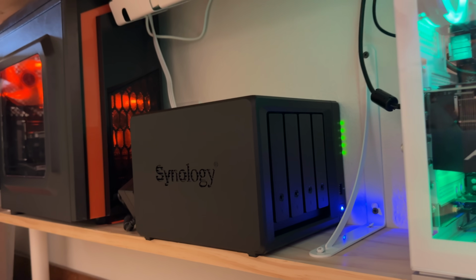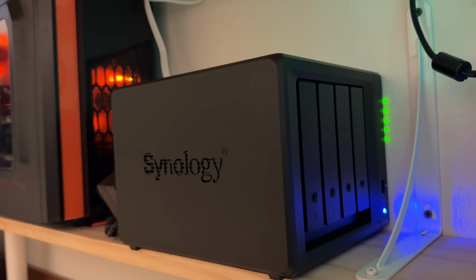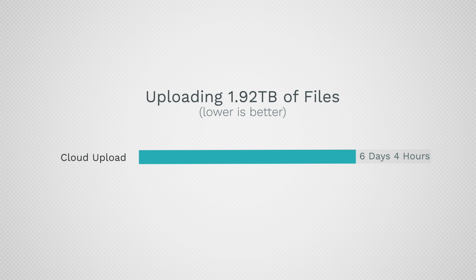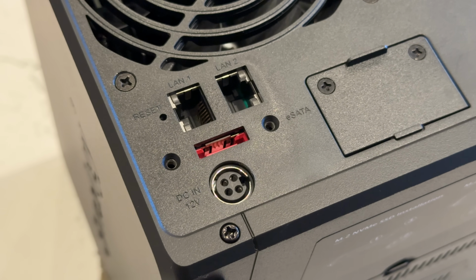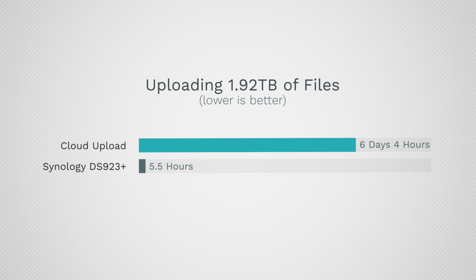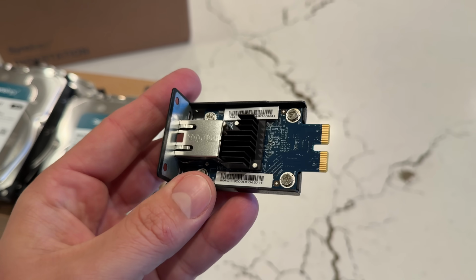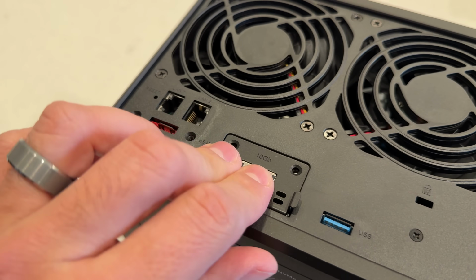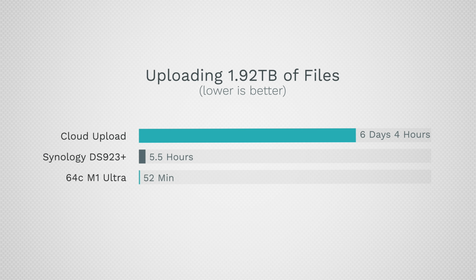For example, we have about 2 terabytes in our iCloud right now, and the Google Drive is practically filled up as well. So to upload that data to another provider, well, that would take over 6 days with my internet at home, because upload is slower than download. But with the Synology on the back, you have 2 ports that are regular Ethernet. That would take about 5 hours instead on my network. And with the 10 gigabit Ethernet add-in card, which I put in, it is so much quicker.